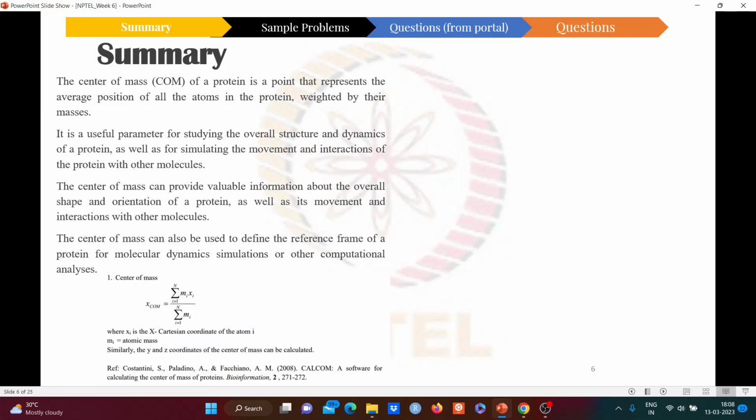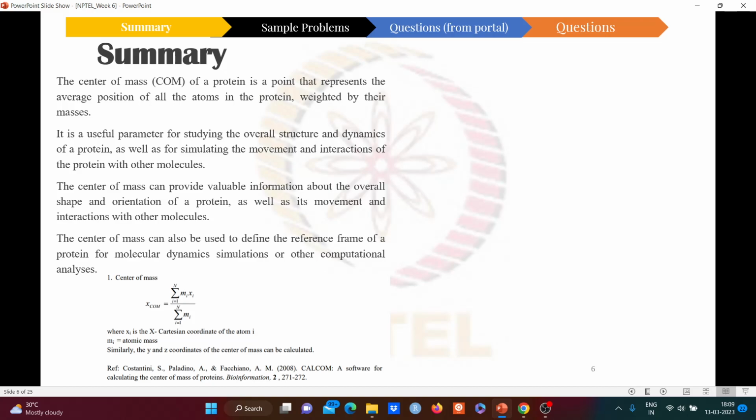In practice, these position vectors or masses of the atoms can be obtained from a protein structural file such as PDB. Like in the previous slide, we have discussed the PDB format where we have these Cartesian coordinates and the atom that corresponding atom is present. So this center of mass can provide valuable information about the overall shape and orientation of a protein as well as its movement and interaction with other molecules.